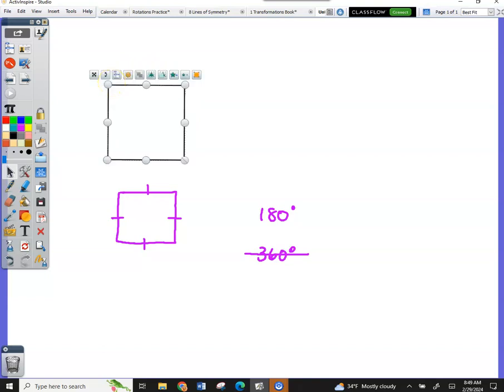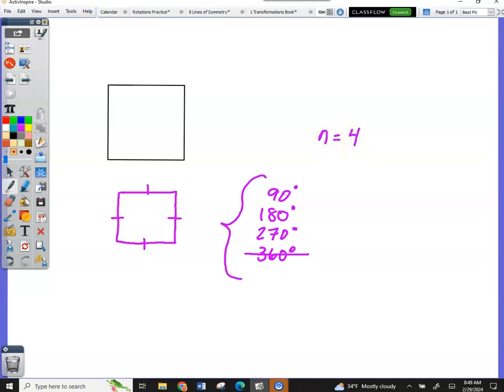How many degrees is that? 360. So we said 90, 180, 270, 360. How many degrees of rotational symmetry did we end up having? 4. How many sides did it have? 4. Could I have gotten this list of numbers without sitting here playing with the picture? What do you think I could have done? I could have looked at the sides. How many do you have? 4. We're going to say N represents the number of sides of the shape.